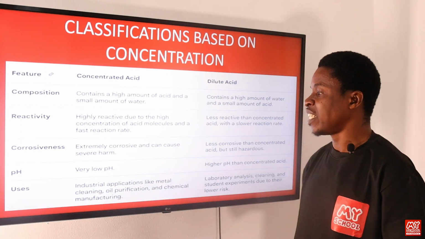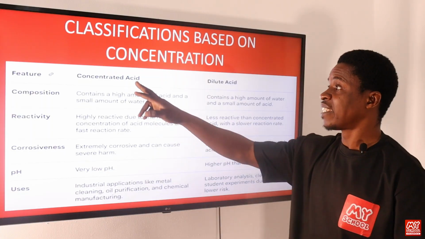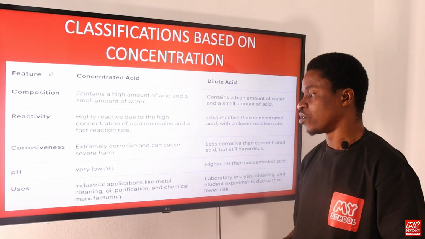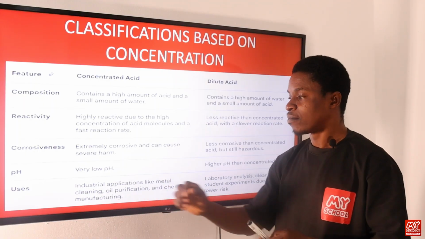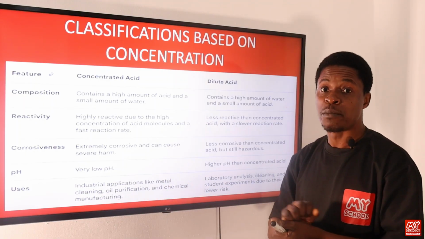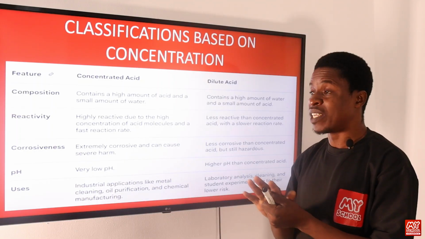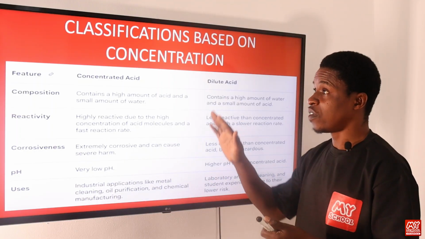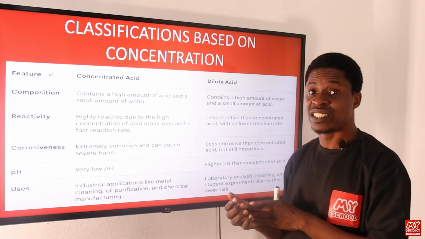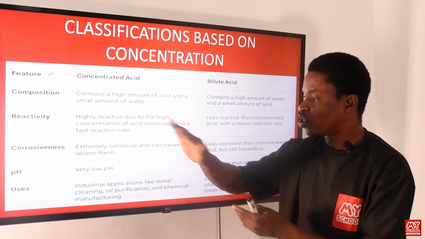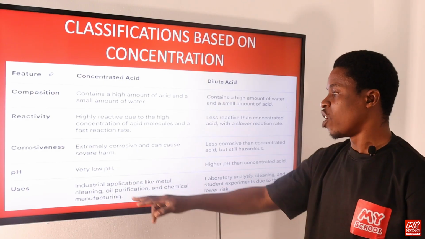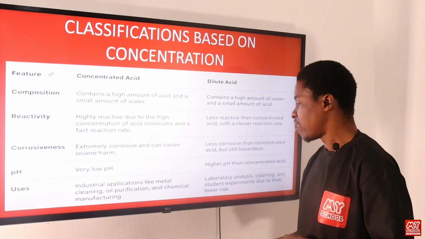Then their uses in industries. Concentrated acids find industrial applications like metal cleaning. HCl, for instance, can be used in cleaning metal when there is rust on the surface. If you use HCl and wipe the surface, the rust will be taken care of. Also oil purification and chemical manufacturing.